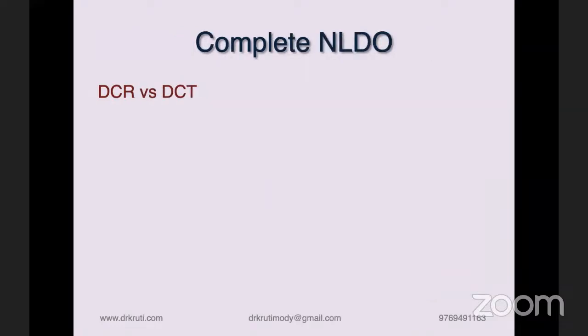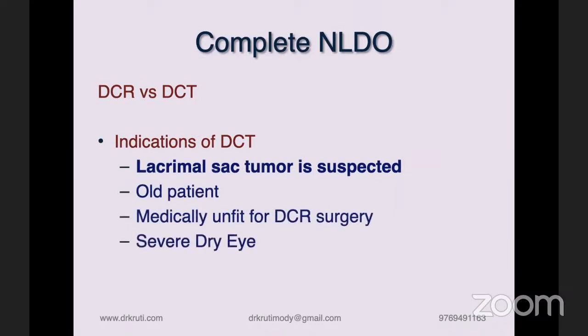Now, when we have a complete nasolacrimal duct obstruction, a common scenario, DCR versus DCT. DCR is the preferred modality of management. When do you do a DCT? Indications for DCT: lacrimal sac tumor suspected. The patient has come with complaints of blood-stained discharge. This is the commonest complaint when you will think of a lacrimal sac tumor or lacrimal lith. Also, an old patient who is not medically fit for DCR surgery.